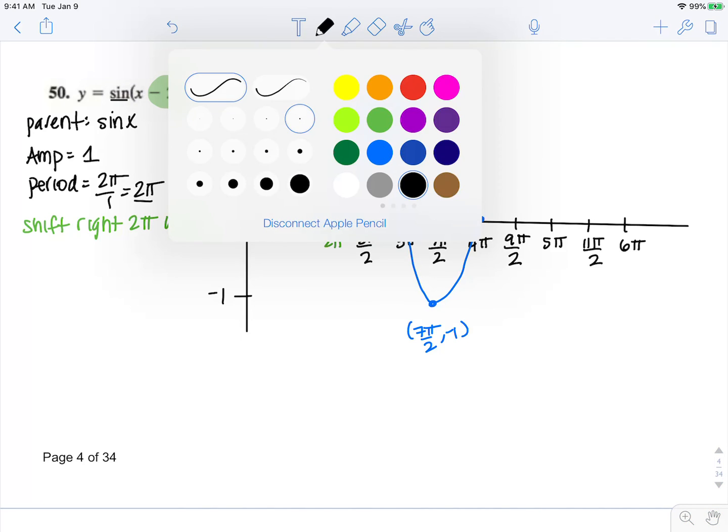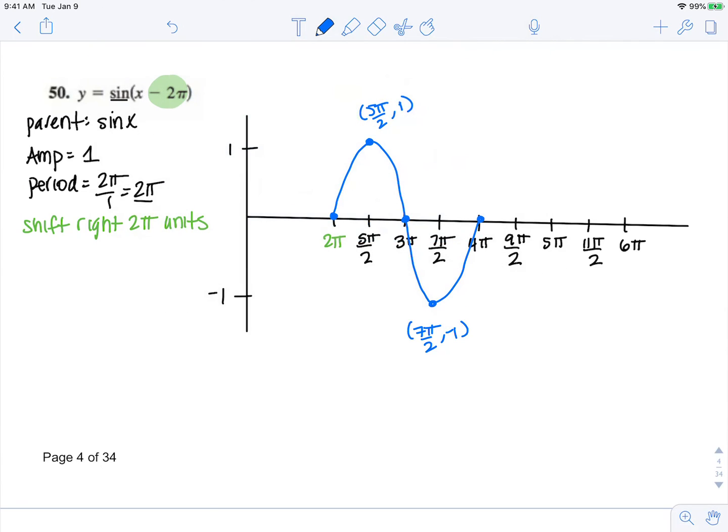So now I'm going to continue my second period. It's starting here at 0. I'm going to go up to a maximum of 9 pi over 2, 1, back down to my 0, down to another minimum of 11 pi over 2, -1, and back up to the 0.